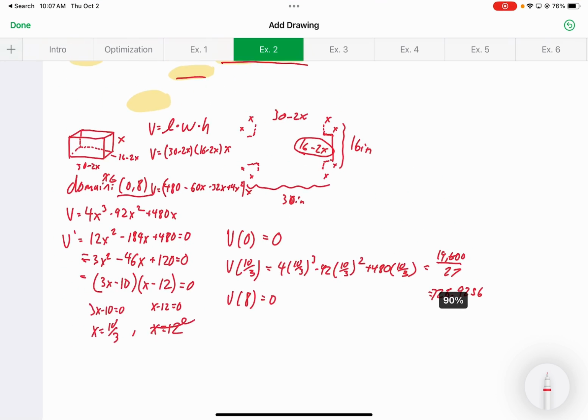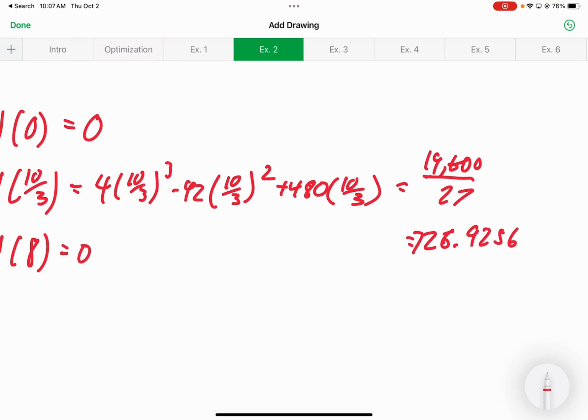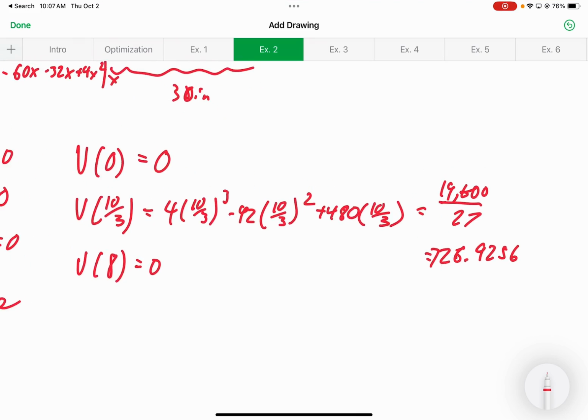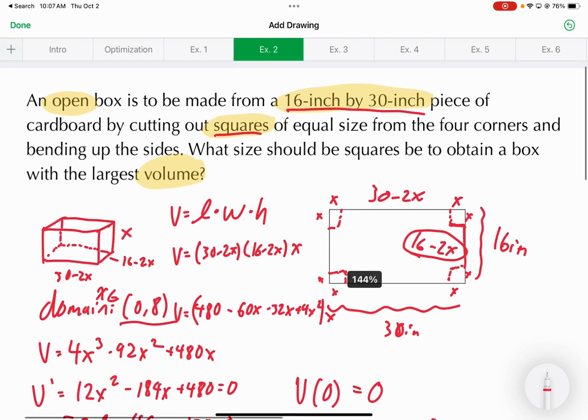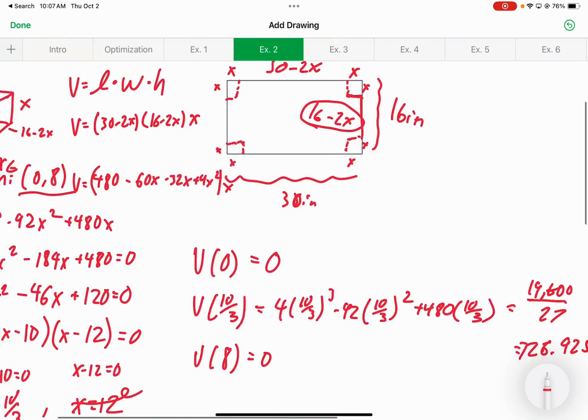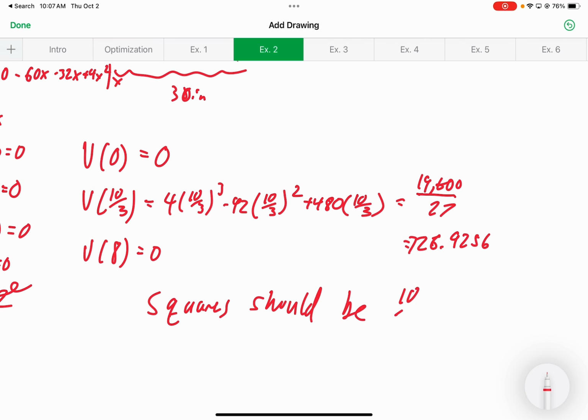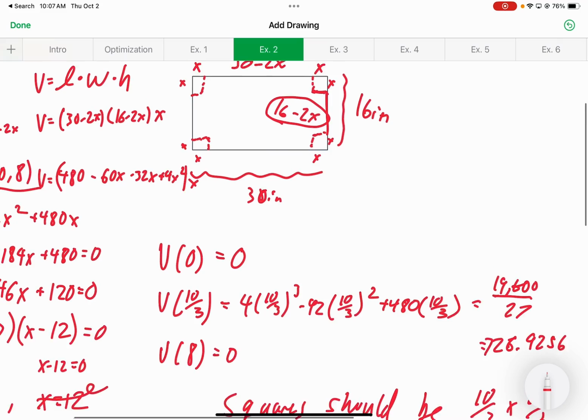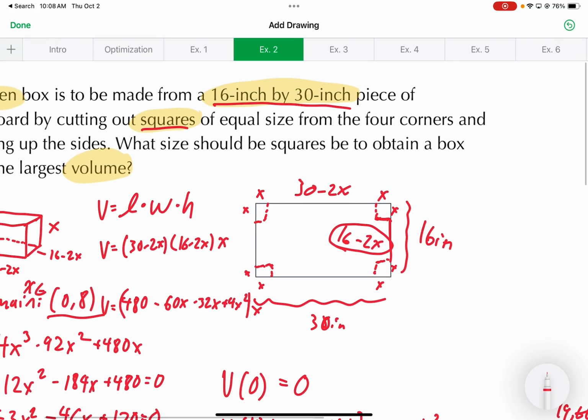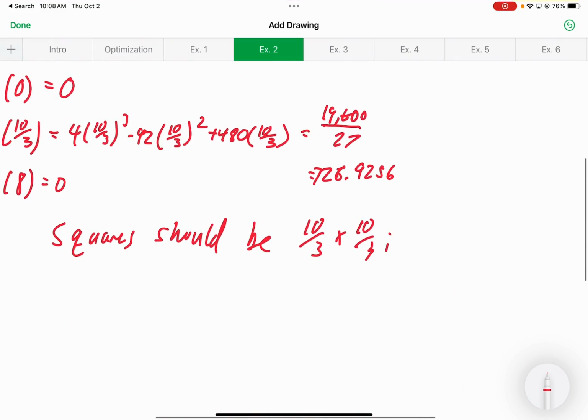So that would be our maximum. What are we doing? Volume, right? Of our box. Now, it says what size should the squares be? So to answer the question, we would say the squares should be 10/3 by 10/3 inches, feet, horses, inches. Okay. All right, questions there?